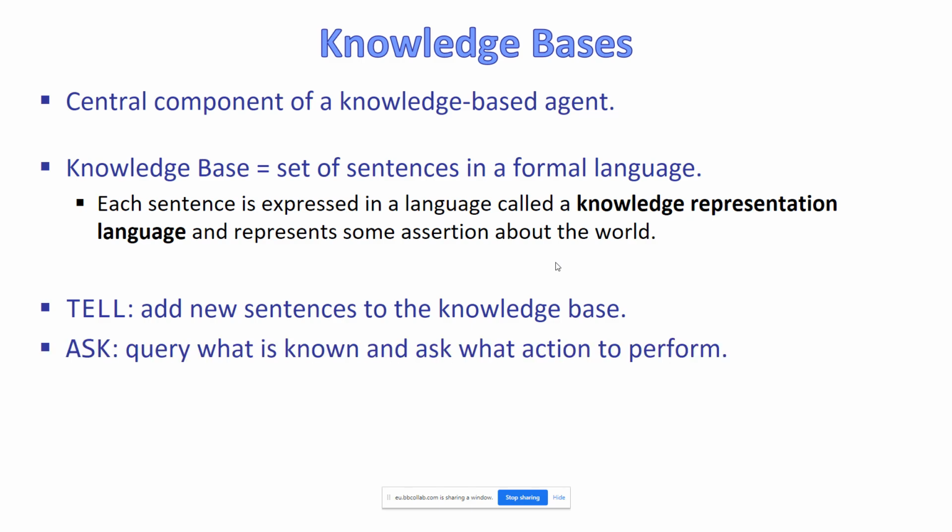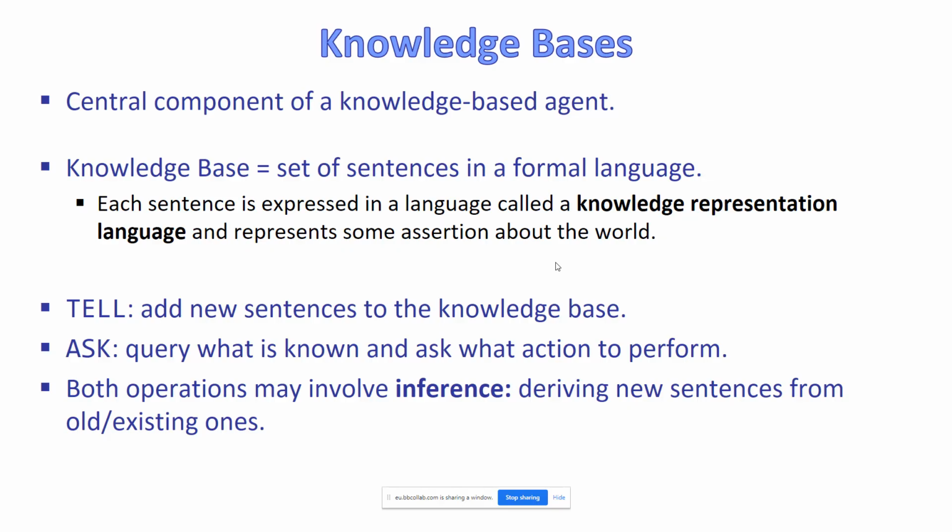The other operation is ask, which is about querying the knowledge base about what is known and asking what action to perform. The first one was just adding new knowledge to the knowledge base. The ask operation is trying to get what action to do now based on the knowledge that we know so far. So these are the two main operations. Tell, adding to the knowledge base. Ask will query the knowledge base to know what action is the best to do now. And both operations may involve inference. What do you mean by inference? Discovering new sentences, new knowledge from the existing knowledge.